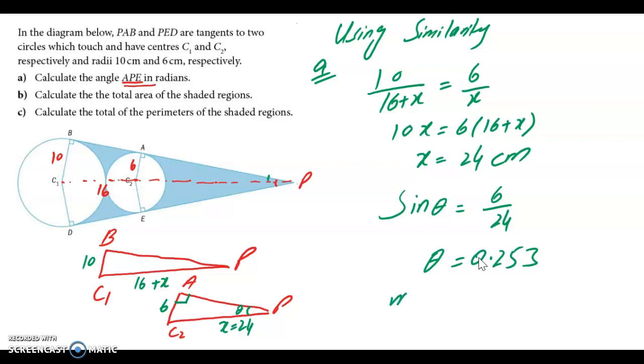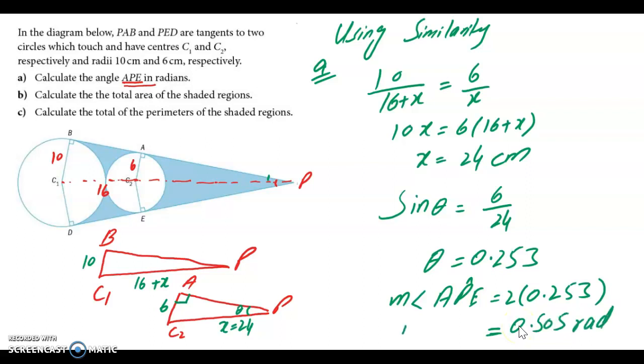Since this is just half of the angle, what we found here is the smaller angle, and because we're supposed to find APE, APE must be 2 times that. So this angle will become 0.505 radians. Here we are able to find the first part of it.